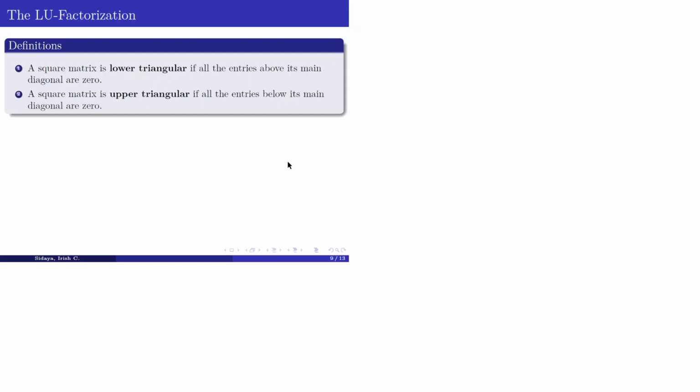So to illustrate this, we have these matrices. So this is a lower triangular matrix. Observe that all entries above the main diagonal are 0. And in here, all entries below the main diagonal are 0. So this is a 3 by 3 upper triangular matrix.